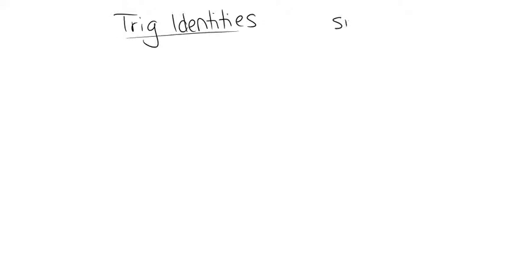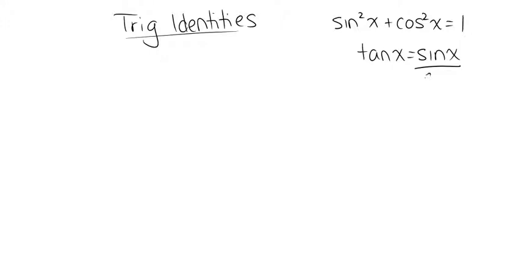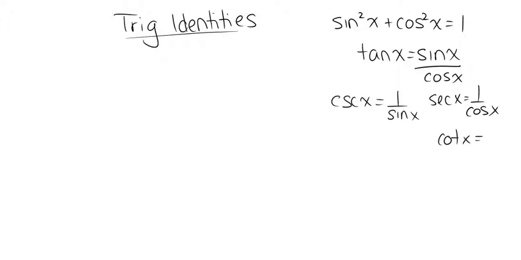You're basically just using these identities that we already proved. So sine squared plus cos squared equals 1. And tan x equals sine x over cos x. And of course the reciprocals. So cosecant is 1 over sine, secant is 1 over cos, and cotangent is 1 over tan. So you're using all of these to prove things.